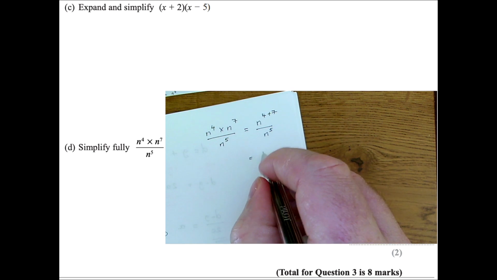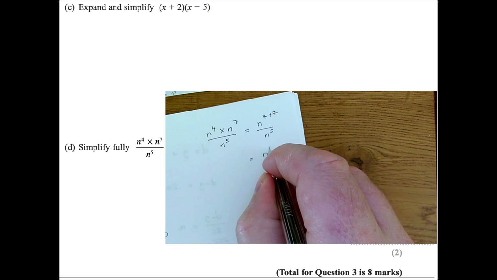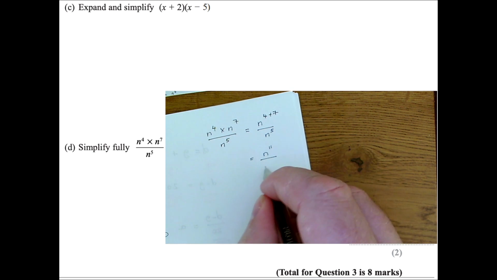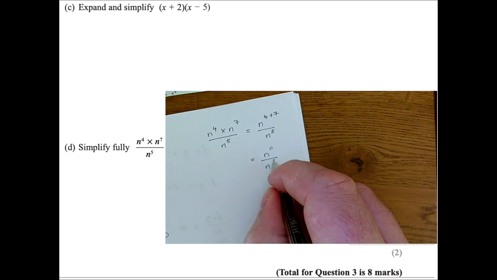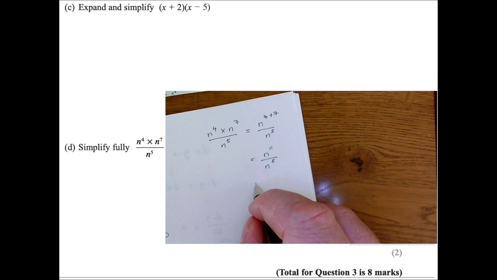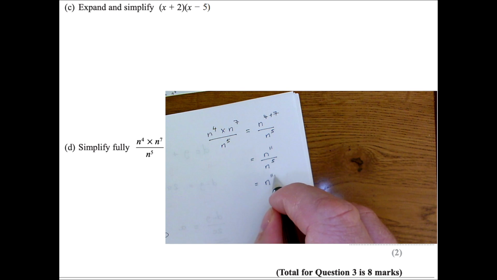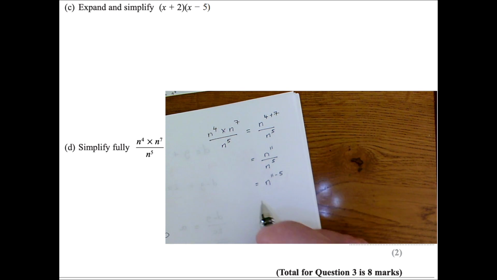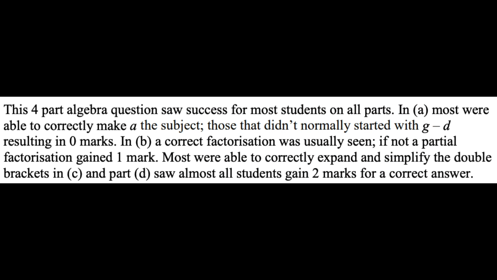So I'm going to write that now as n to the power of 11 divided by n to the power of 5. Now, if you wrote that all out, you're going to have n times by itself 11 times divided by n times by itself 5 times, which is going to be a subtraction, isn't it? So 11 minus 5 is 6, and I think that's the final answer, n to the power of 6.